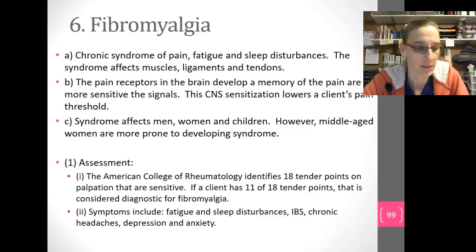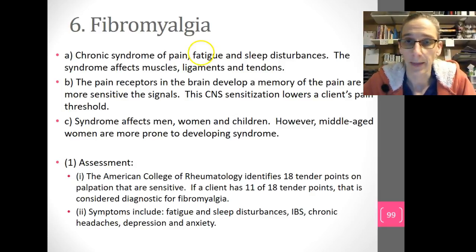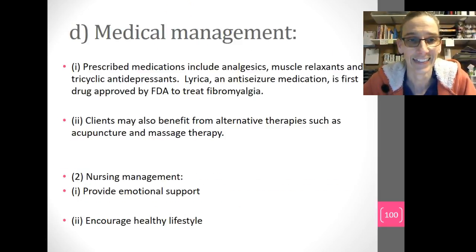Okay, I have a cousin with fibromyalgia, and then my sister has fibromyalgia. And for a while I thought I had fibromyalgia, and who knows, maybe I do. I don't have time for that.